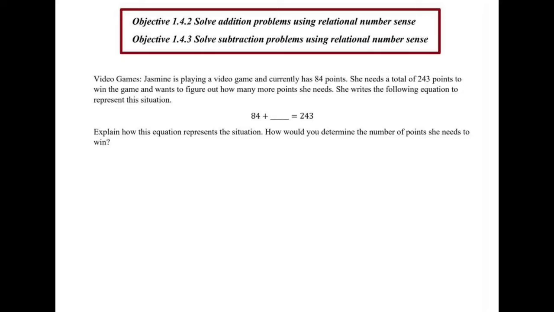So this first example is video games. Jasmine is playing a video game, and currently she has 84 points. She needs a total of 243 points to win the game and wants to figure out how many more points she needs. So she writes the following equation representing the situation. It's not a complete equation because it's missing a number, right? So we need to figure out what that is. Explain how this equation represents the situation, and how would you determine the number of points she needs in order to win.